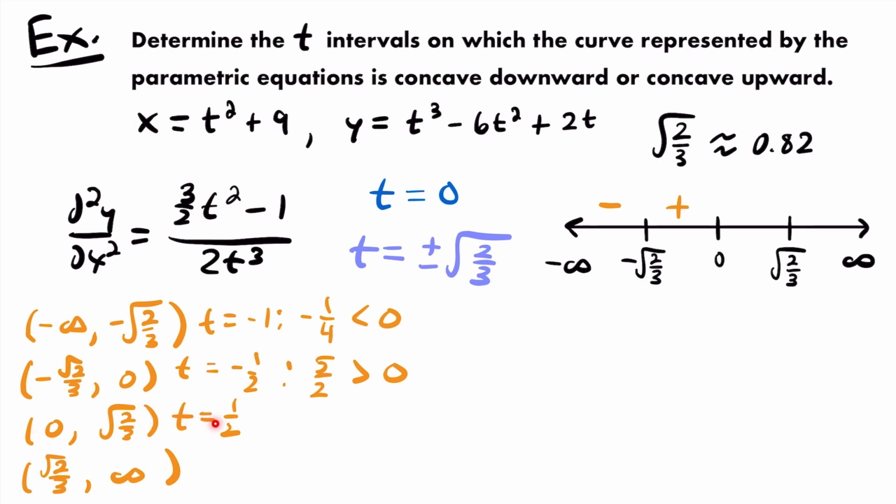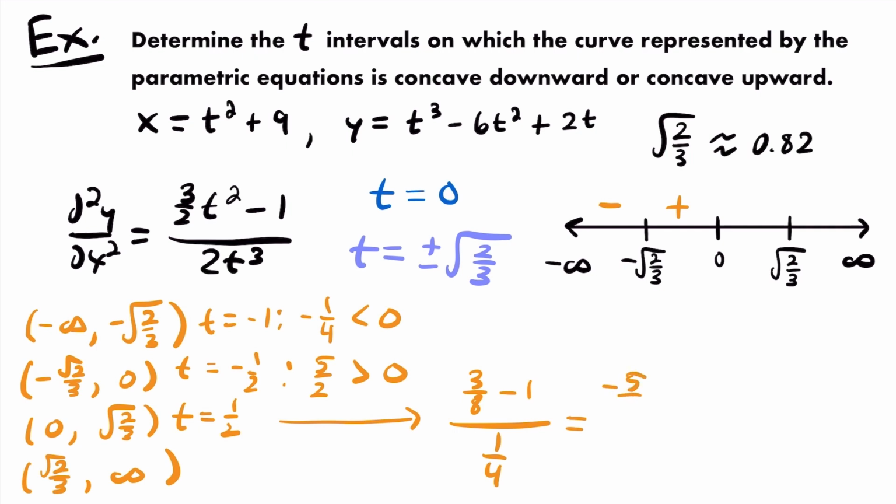And so when t equals positive 1 half, if we plug that into our second derivative, we're actually going to get a very similar result to what we got for t equals negative 1 half. The sign is just going to be different. So I'm going to go through this pretty quickly. When t equals positive 1/2, we'll have 1/2 squared, which is 1/4, times 3 halves. So we'll have 3/8 minus 1 divided by 2 times 1/2 cubed. And 1/2 cubed is 1/8. And 1/8 times 2 is 1/4. So we have 1/4. And then 3/8 minus 1 is negative 5/8.